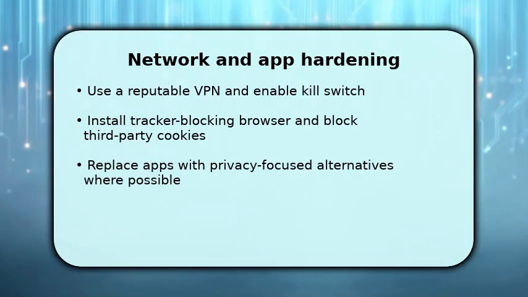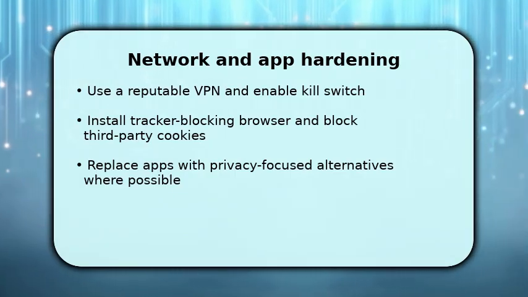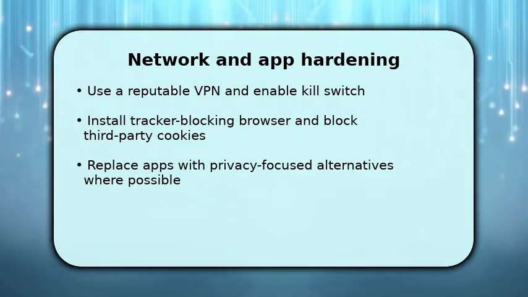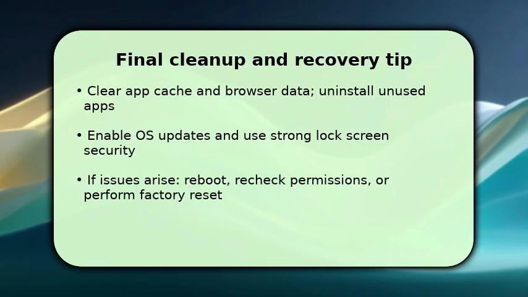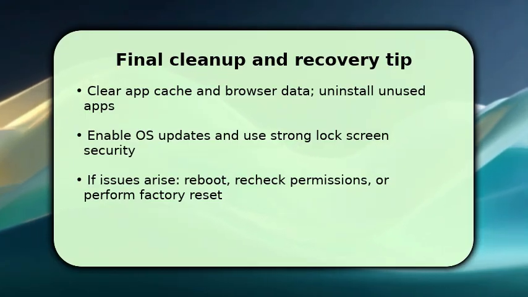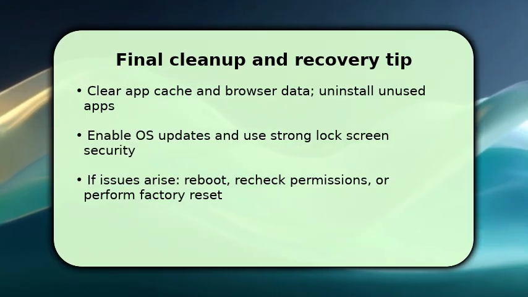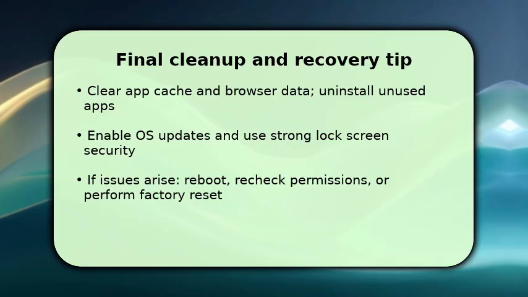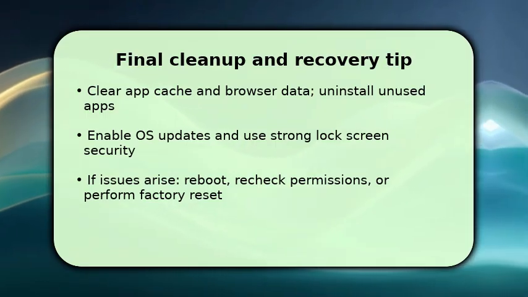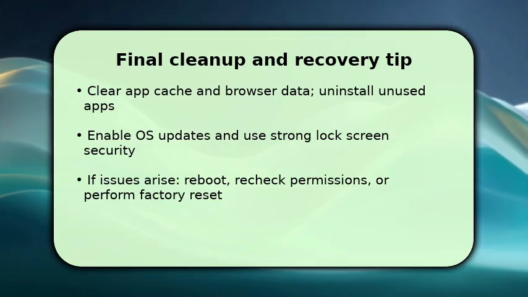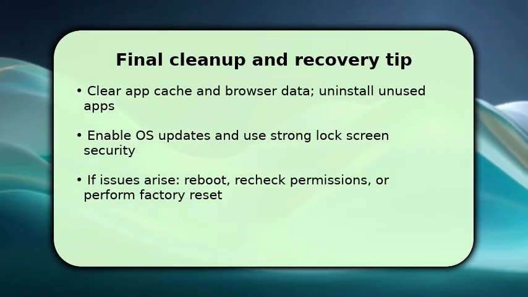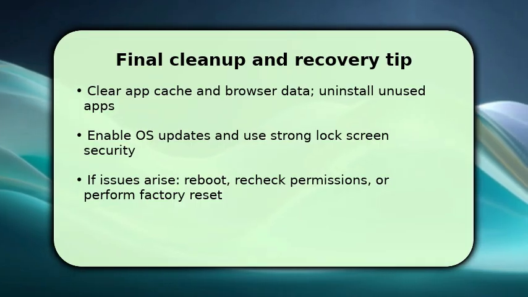Once these changes are active, monitor network logs or your VPN app for unexpected connections to finish by tidying residual traces. Clear browser history, app caches, and uninstall any unused apps that still hold tokens. Enable automatic OS and app updates to patch tracking exploits, and use a strong lock screen with biometrics or a long passphrase. Back up essential data before any big change.